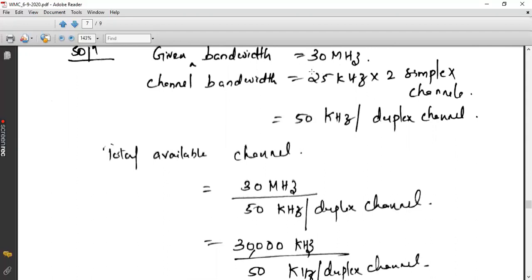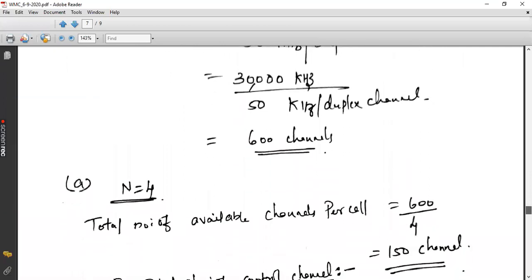You have the total spectrum of 30 megahertz. Out of this, 25 kilohertz is assigned to one simplex channel, which means for one duplex channel you have 50 kilohertz. So you have to calculate the total available channels by dividing the entire spectrum by 50. So you will get 600 channels. For n equal to 4, you have to divide 600 by 4, so that 150 channels are allocated to each cell of a cluster.